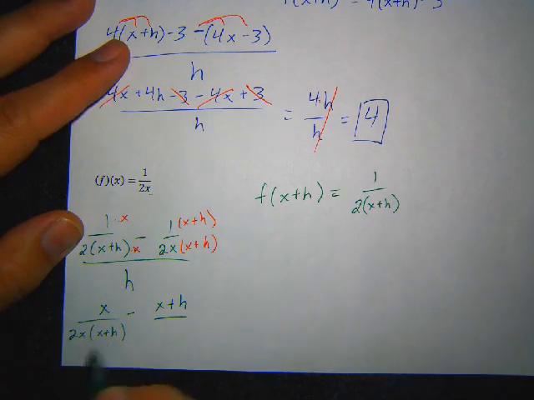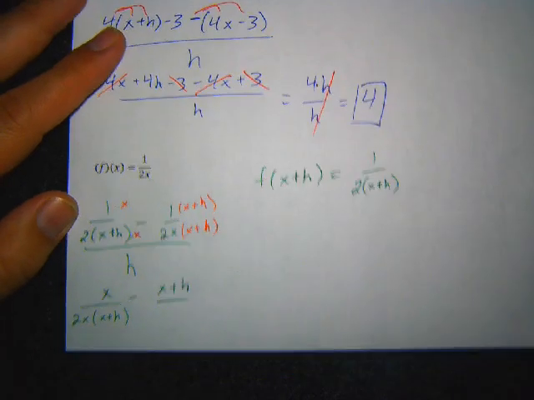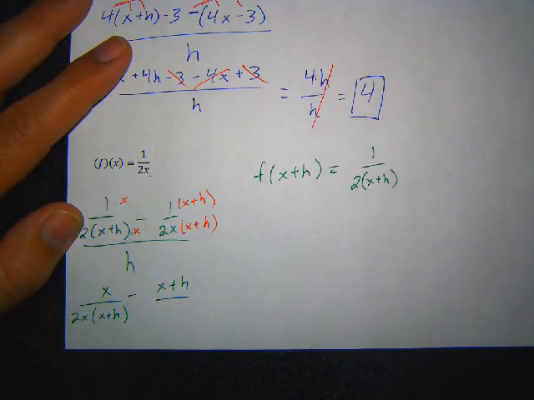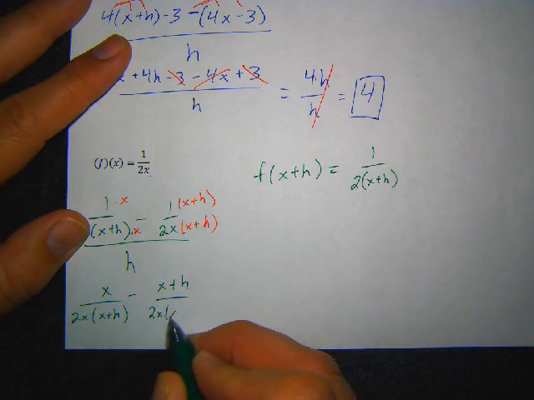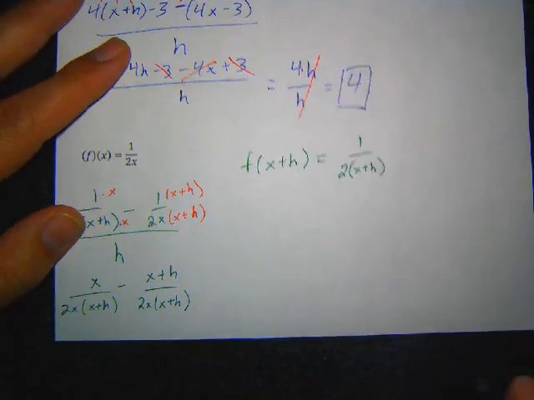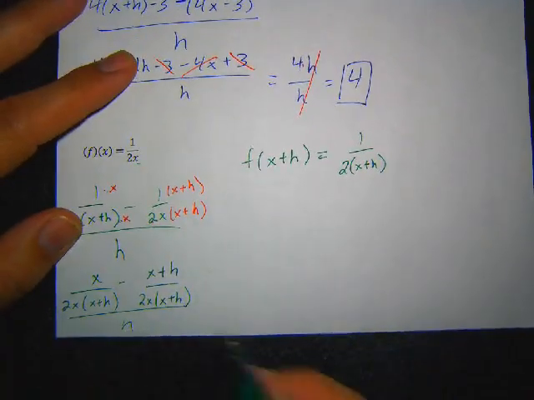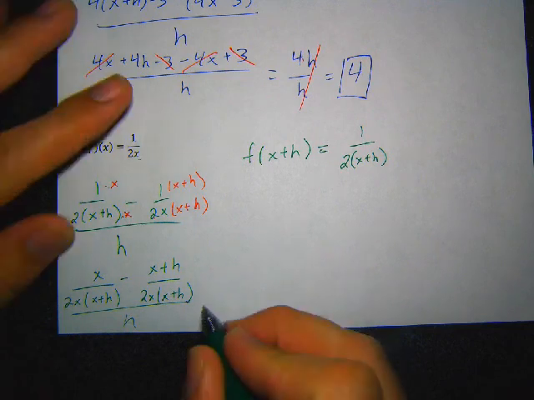I put this in a different order just because you can move the x in the middle because in multiplication, the order doesn't matter. So that's how I'm going to rewrite it like that. This side over here, I'm going to have also 2 times x plus h. Okay, and that's still over h. But now that I have matching denominators on the top, I can actually do the subtraction.